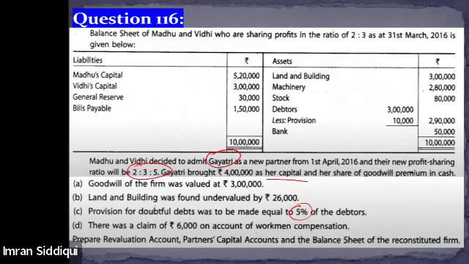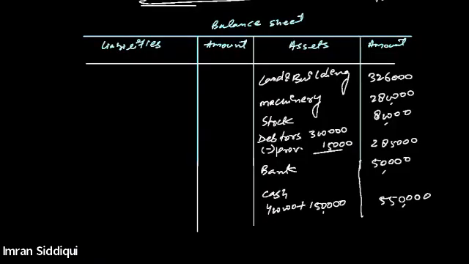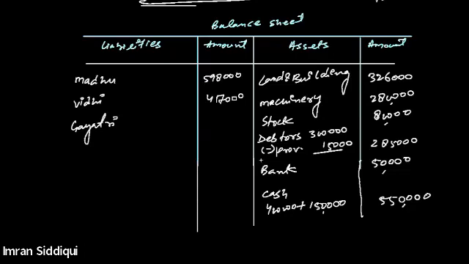I don't think any other value is left to be written on the asset side of the balance sheet. So now we can move to the liability side. On the liability side, we first write down the capital balances of the partners: for Madhu, 5,98,000, then Vidhi, 4,17,000, and 4 lakhs for Gayatri.